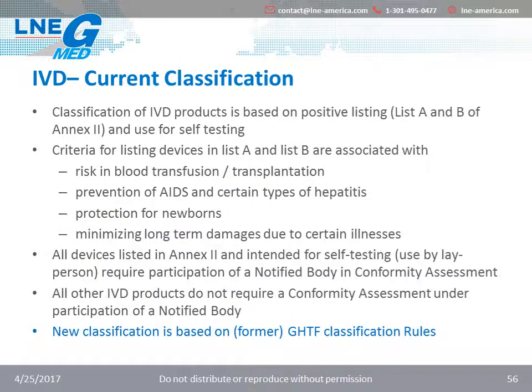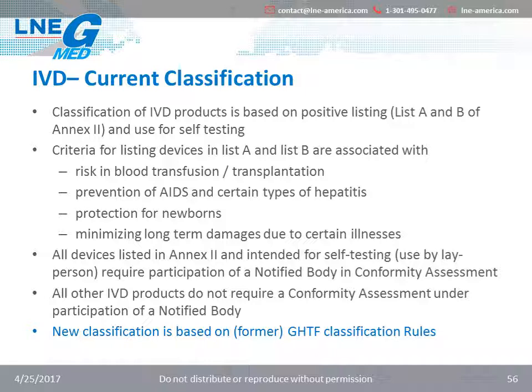So here you'll see a list of the current classification scheme within the IVD directive. In the regulation, as per the directive, the classification criteria and rules will be defined in a specific annex. In the regulation, this is now Annex 8. Also, the conformity assessment pathway will continue to be based on the device class. In the current directive, the classification of IVD devices is described in Annex 2.